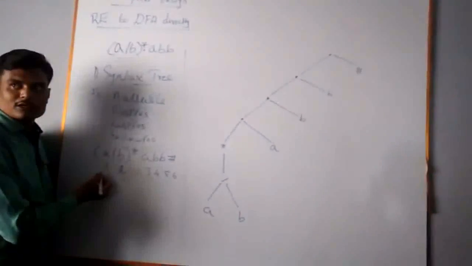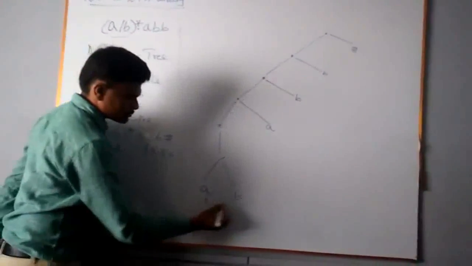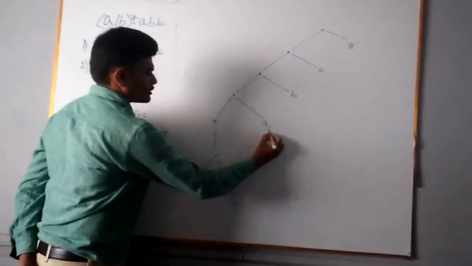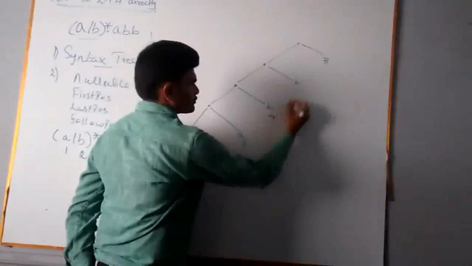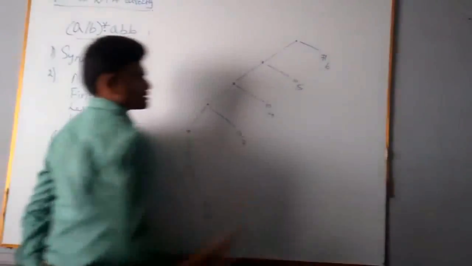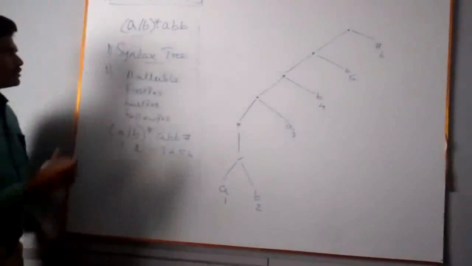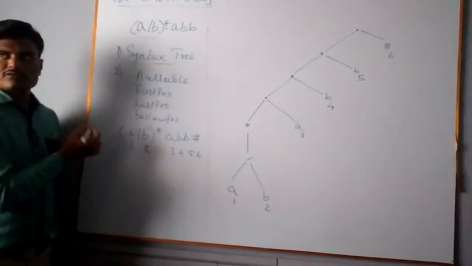Then we give the rule numbers that are given in the augmented grammar: 1, 2, 3, 4, 5, 6. And then we have constructed the syntax tree for the given regular expression.